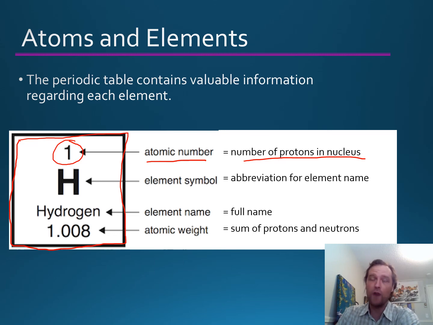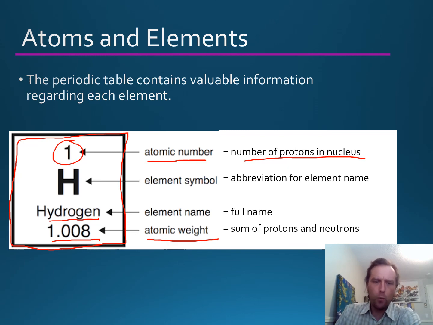And that's often because they were discovered in a language that is not English. Next, then we have the name of the element, hydrogen, pretty self-explanatory. And then lastly, the atomic mass, or as is written here, the atomic weight. This is the sum of all protons and neutrons.